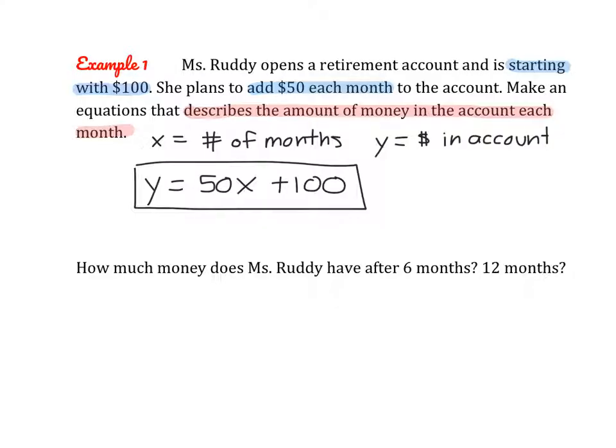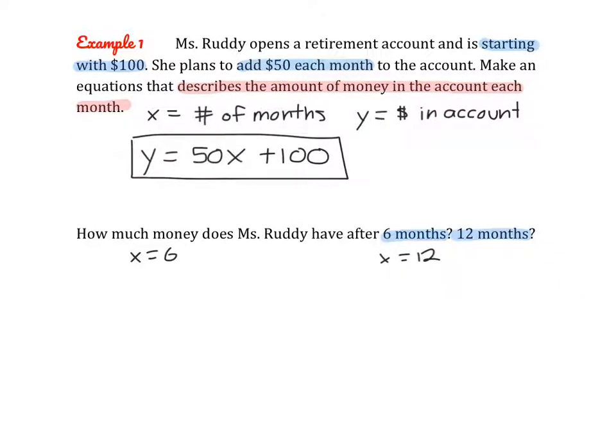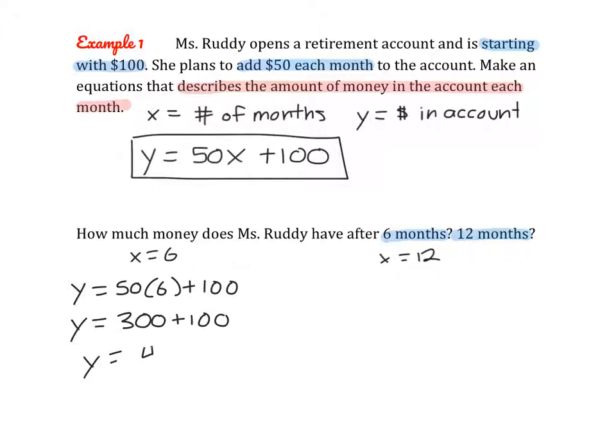So now let's do the S in DESC. We want to solve what they're asking. So down here, they're asking how much money does Miss Ready have after 6 months and then after 12 months. So remember, months is represented by X. So we're going to substitute x = 6 and x = 12 to help us find our Y value, which will represent how much money. So let's substitute x = 6. So we have 50 times 6 plus 100. 50 times 6 is 300 plus 100 is 400.